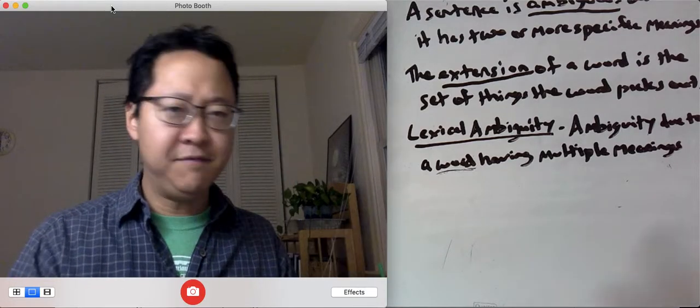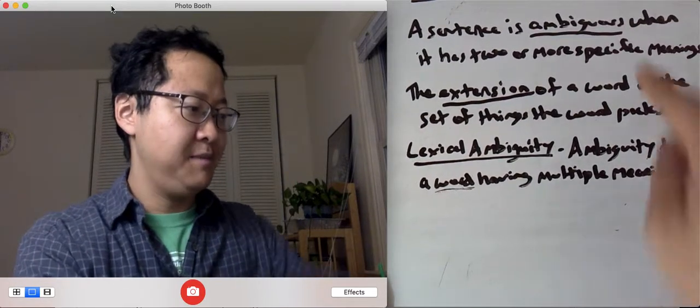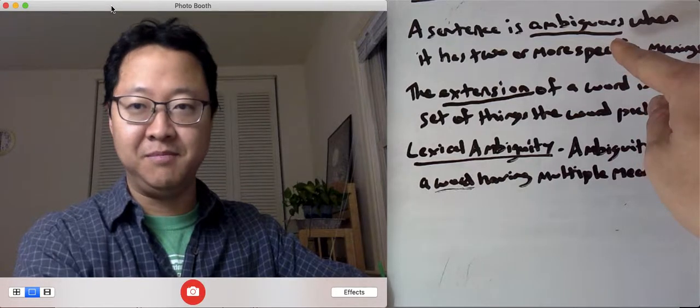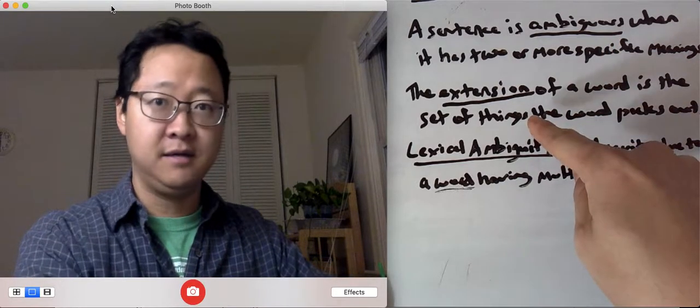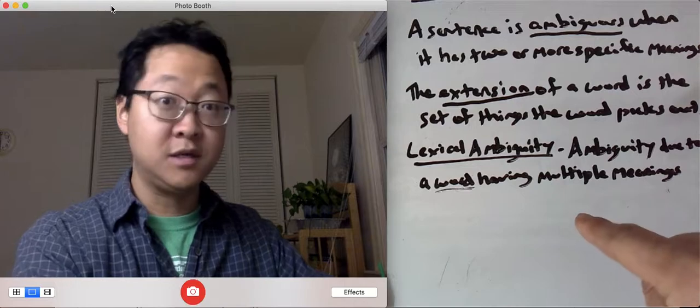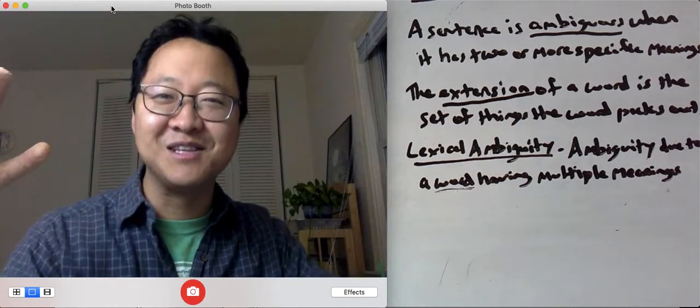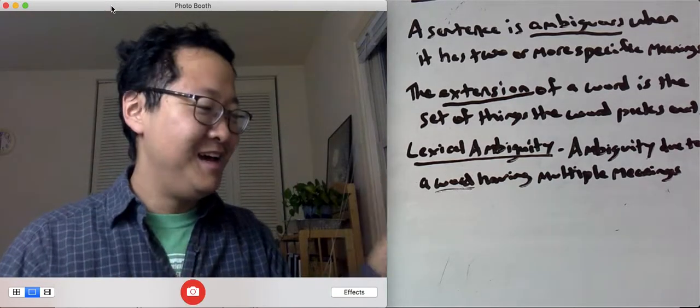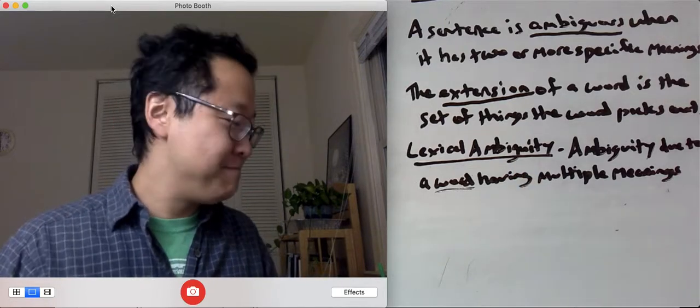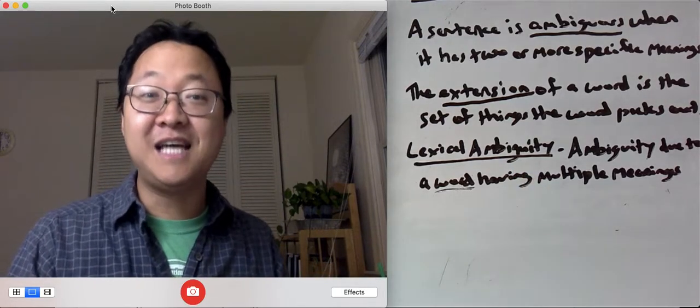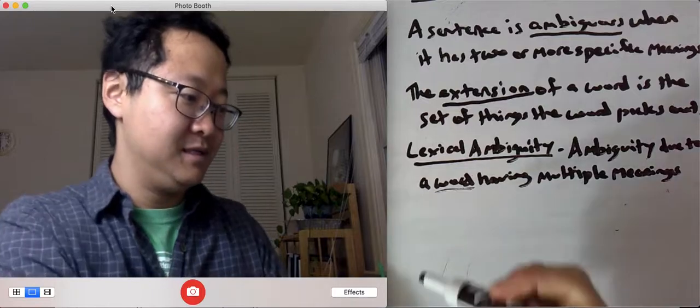Okay, so we've learned ambiguity when a sentence is ambiguous. We learned about extensions, how words have extensions. They pick out things in the world, they refer. And we learned about lexical ambiguity. And now we will learn about syntactic ambiguity. So let's do that.